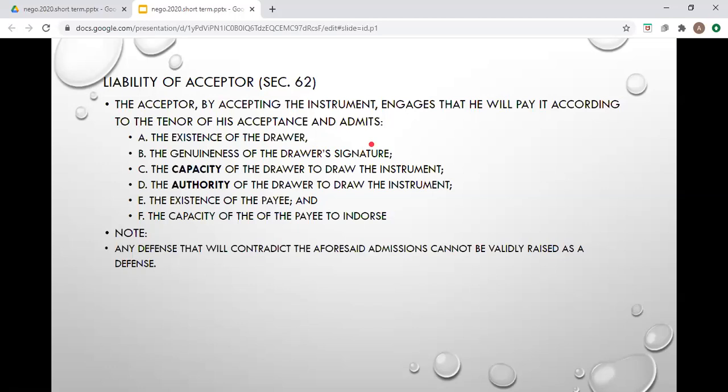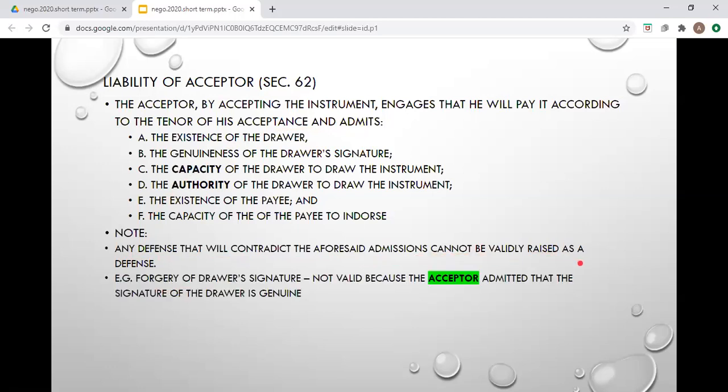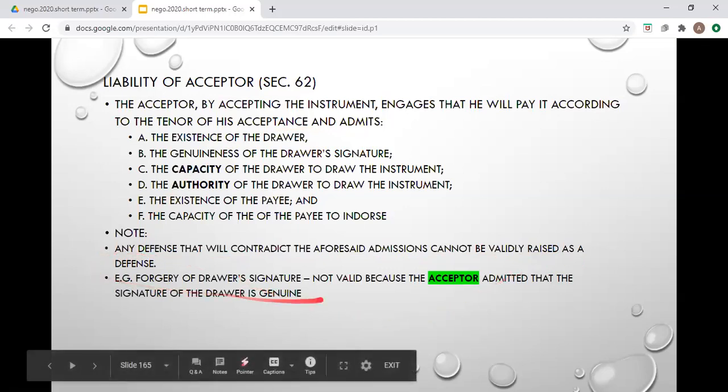So the acceptor, in accepting that instrument, admitted that if the drawer is an agent, the drawer agent is acting within or pursuant to the authority conferred in his favor by his own principal. So yun yung mga admissions, and with those admissions, there are things that our acceptor cannot admit. Again, a reiteration, yung sinabi ko kanina, any defense that will contradict the aforesaid admissions cannot be validly raised as a defense. So take, for example, forgery of the drawer's signature.